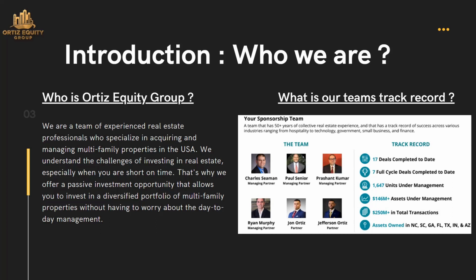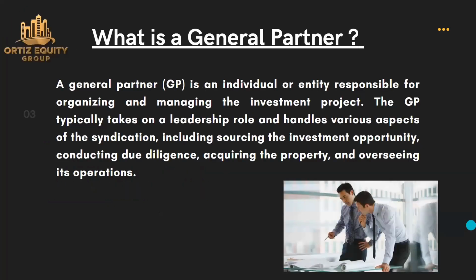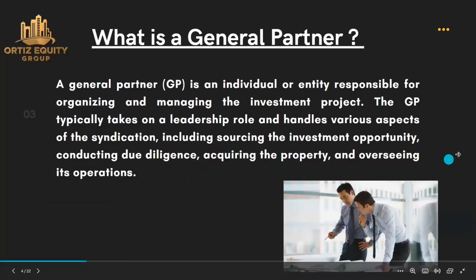A little bit of a track record here. So 17 deals completed to date, 7 full cycle deals completed to date, 1,647 units under management, 146 million assets under management, 250 million plus in total transactions, assets owned in North Carolina, South Carolina, Georgia, Florida, Texas, Indianapolis, and Arizona. All right. So now that we've gone over that, so what exactly is a general partner?